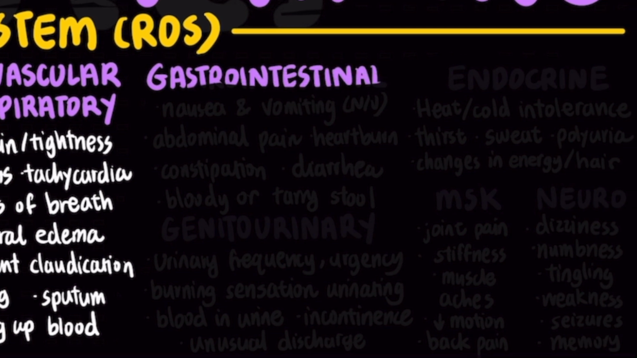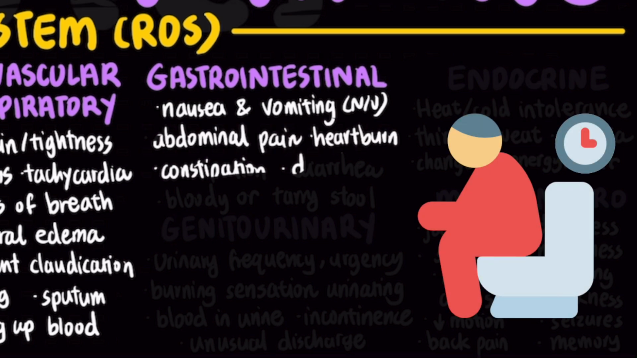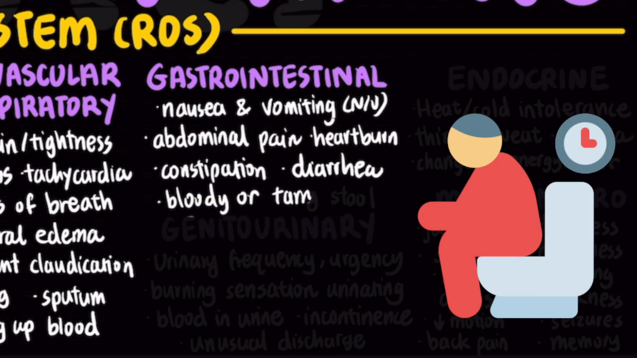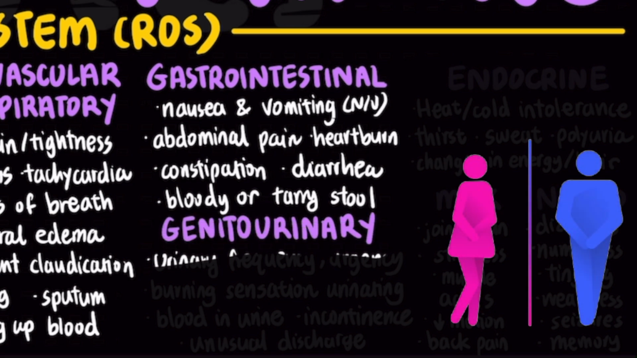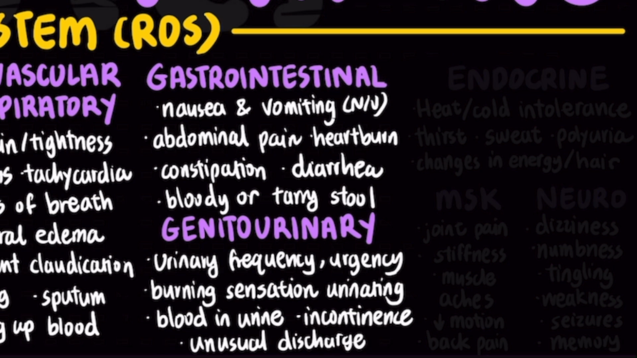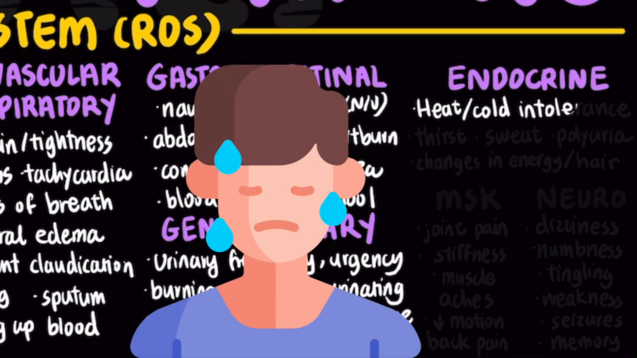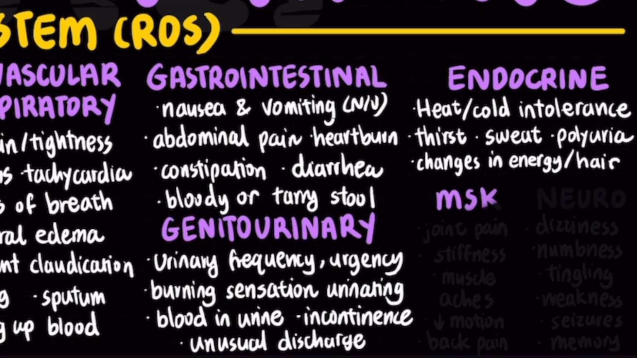Gastrointestinal symptoms include nausea and vomiting, abdominal pain, heartburn, constipation or diarrhea, and blood or tarry stool. Genitourinary symptoms include urinary frequency, urgency, burning sensation when urinating, blood in urine, incontinence, or unusual discharge. Endocrine symptoms include heat or cold intolerance, increased thirst, sweating or urination, and changes in energy levels or hair distribution.